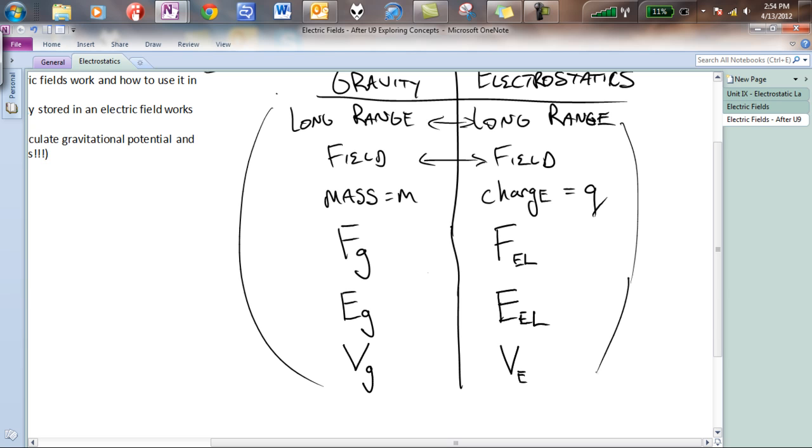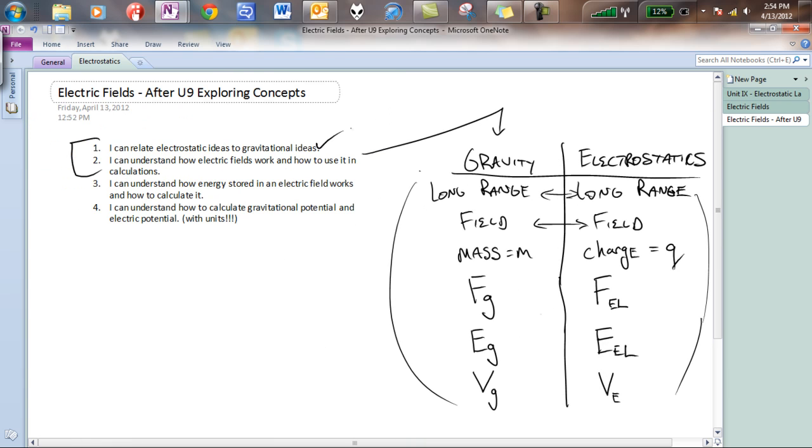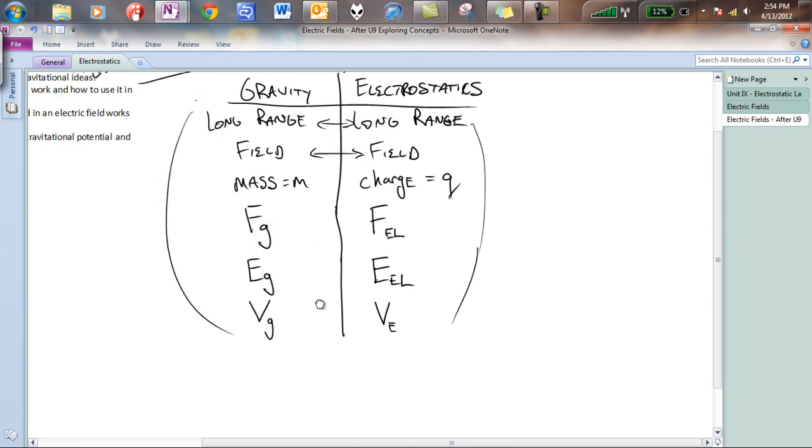So I think we all feel really comfortable with gravity. I know I always relate back to gravity when thinking about electrostatics. So going back to our targets, number one, boom, done. I can relate electrostatic ideas to gravitational ideas. Now, electric fields, how do they work and how to use it in calculations?